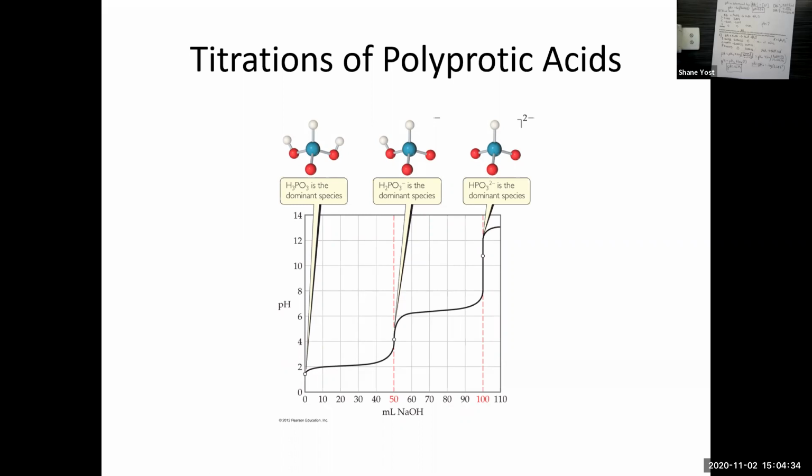Okay. Right. And if you knew, say, the first equivalence point was at 50 milliliters, you know the second equivalence point has to be at 100 milliliters. Okay. Because right, you're just removing another proton. You have the same kind of initial concentrations and things like that, right? So it has to always be so. The next equivalence point is going to be at 150 milliliters of sodium hydroxide, right, for the third one. Okay. So, other questions about titrations of polyprotic acids?